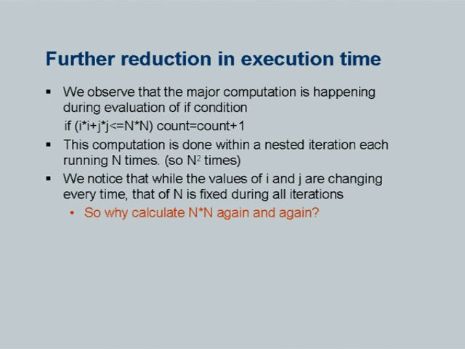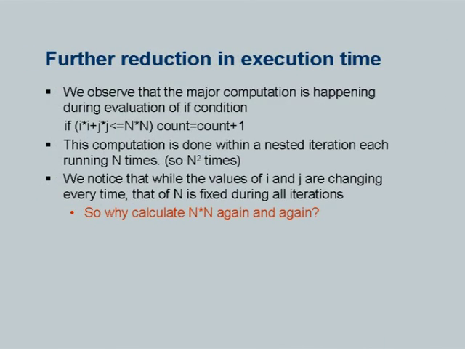However, the value of n is fixed any which way. So why is it that we are calculating n square again and again, n square times? Can we not compute n square outside both the iterations and keep that computation assigned to a simple variable, and then use that variable for this comparison within the iteration? This should substantially reduce the execution time. In fact, we notice that there are three multiplications being made: i into i, j into j, and n into n. Out of these three, one will be eliminated because it would have been done earlier once only and the final value would be used. And therefore, I should expect at least one third reduction in the computation time.